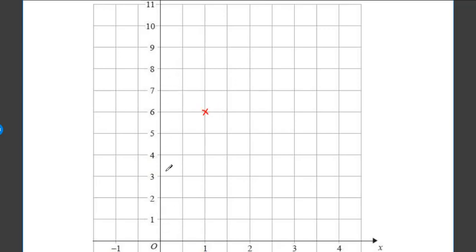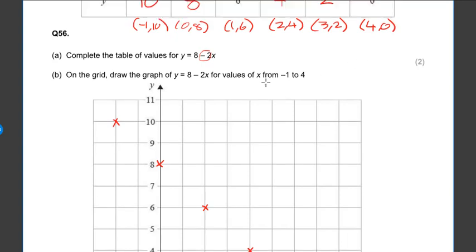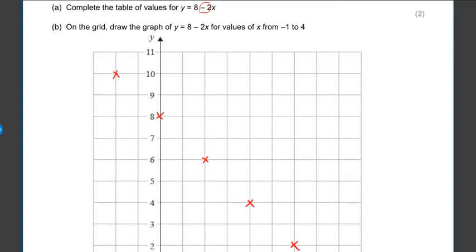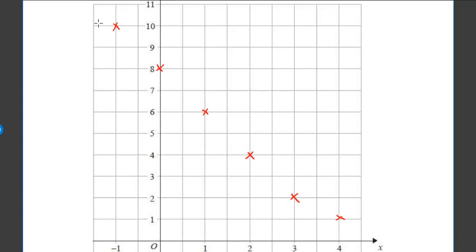So we don't go across. 0, 8. This is obviously a line going down. 2, 4, 3, 2, 4, 0. Minus 1, 10. So you just draw a line. Now, it does say for the values of x from minus 1 to 4. But anyway, I just go the whole way across.